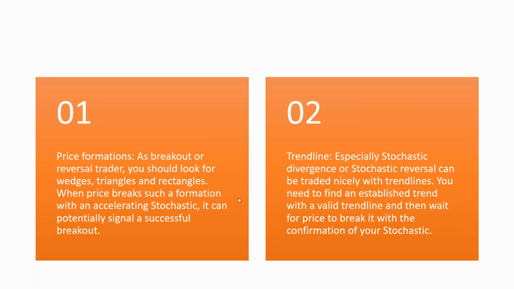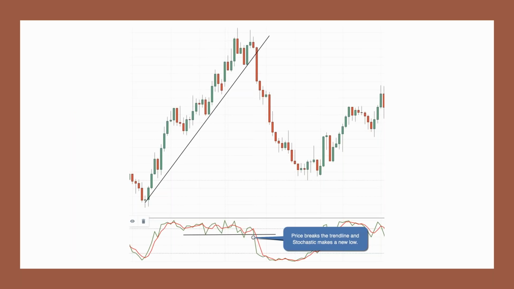Then with trend lines, especially stochastics divergence or stochastics reversals, can be traded nicely with trend lines. You need to find an established trend with a valid trend line and then wait for price to break it, and with the stochastics confirming your trade, enter that position.